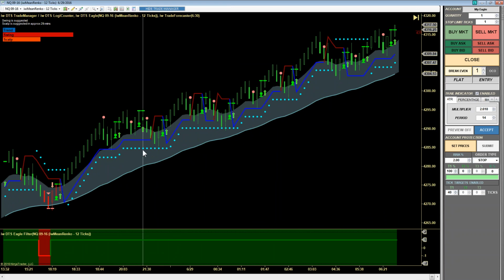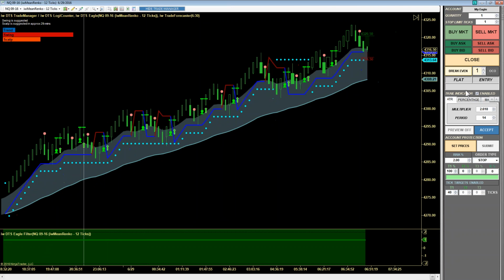Let me see how the stops would have worked. Oh, the ATR was a little bit tight. These blue dots that you see on here, this is our trade manager. This is a very important tool. The trade manager allows you to choose from 16 different stop strategies. That's what these blue dots on the chart are. And you can customize them as well.